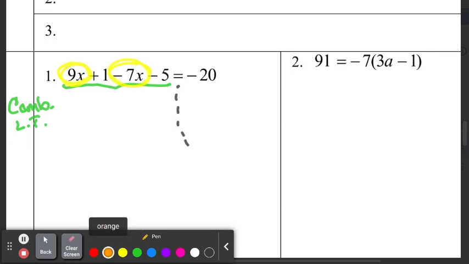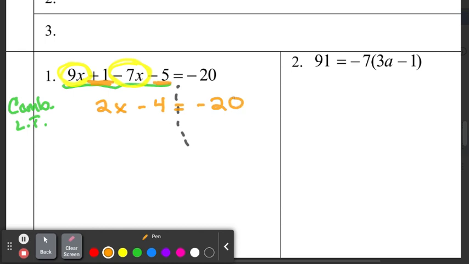We're not doing opposites. They're on the same side of the equation, so you just do what it tells you to do. 9x minus 7x is 2x. And then we have a 1 and a minus 5. 1 minus 5 is negative 4. Now I'm going to bring down the rest of my equation, equals negative 20.